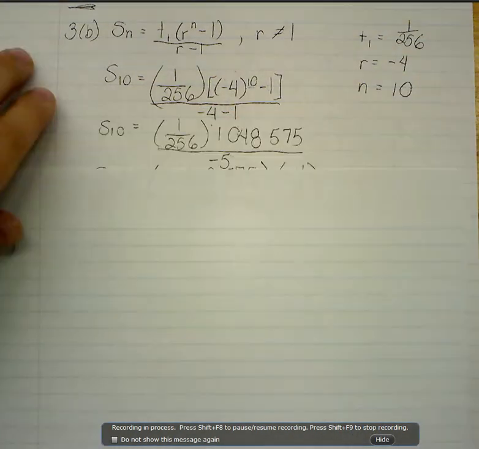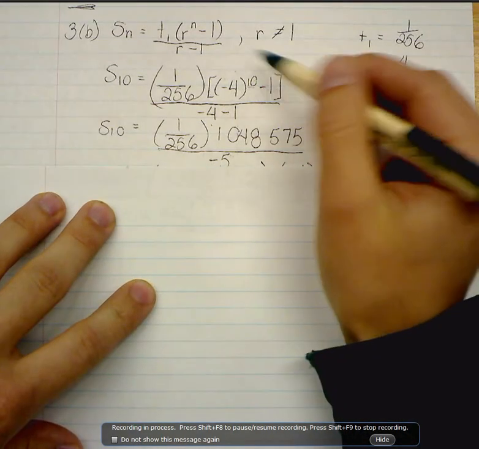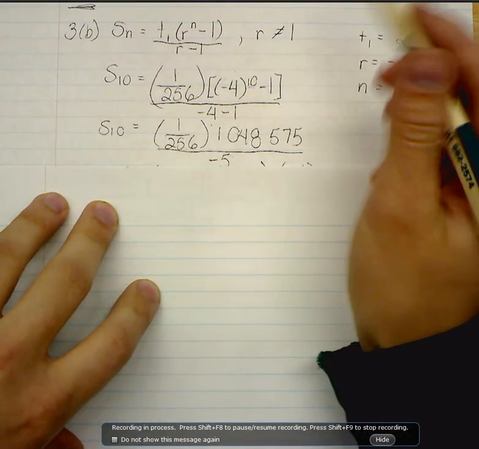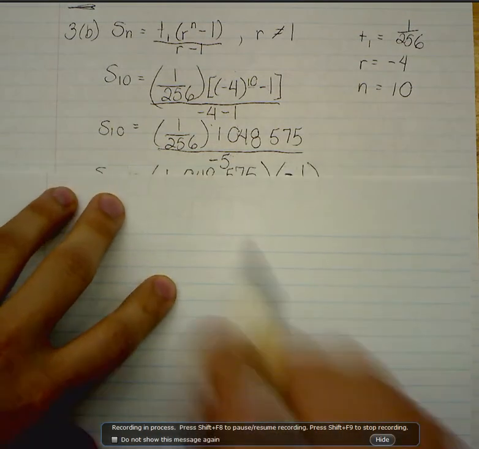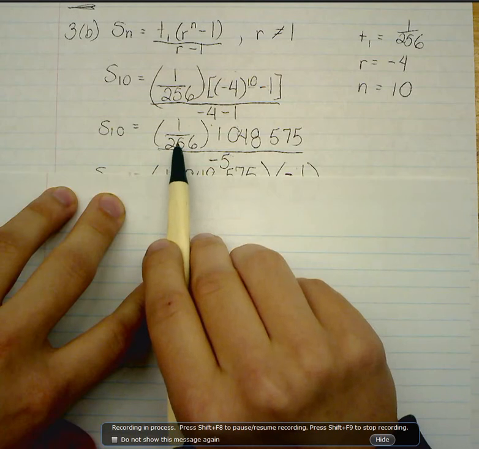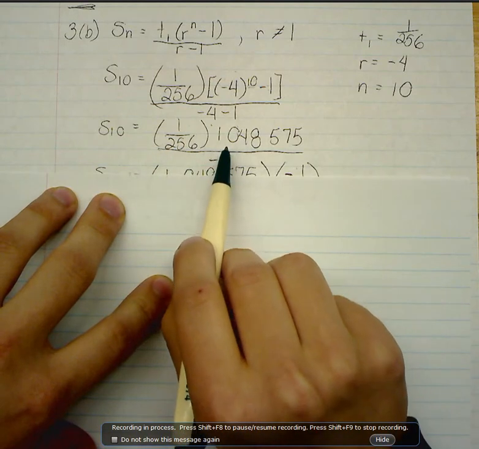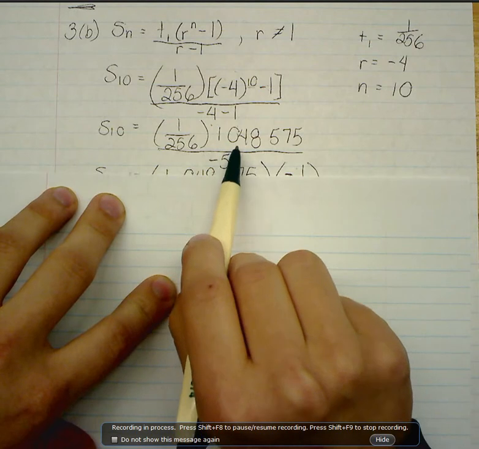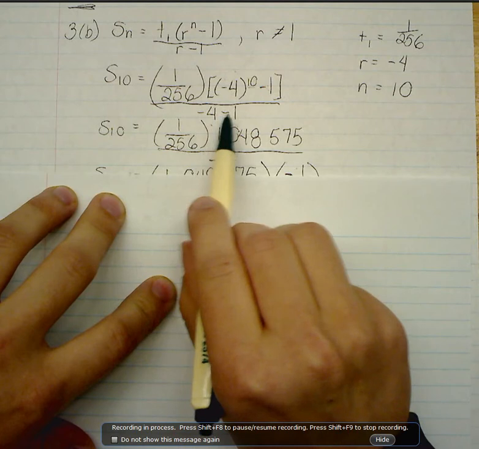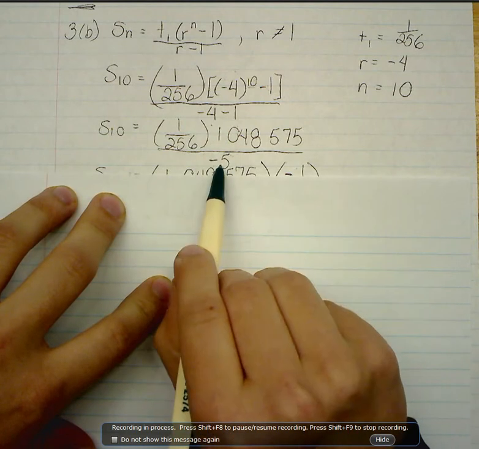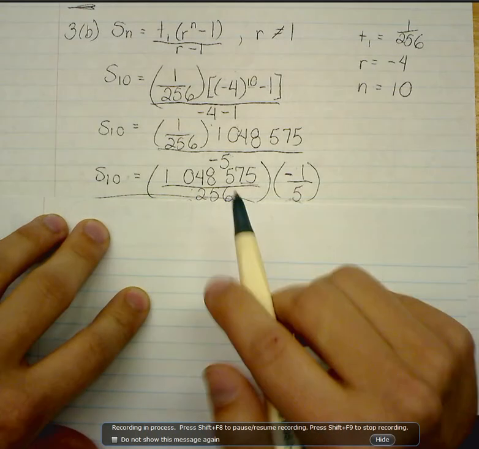Our next step, we're going to deal with these big old square brackets here, because of course they look a little intimidating, so let's get them out of the way. We will keep our fraction here for the time being. We have -4 to the power of 10 minus 1 is equal to 1,048,575. We combine our negative terms in the denominator here and we get -5. Pretty straightforward.